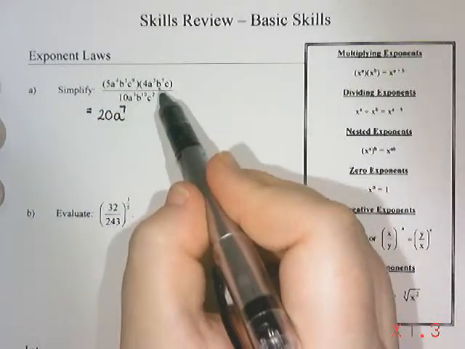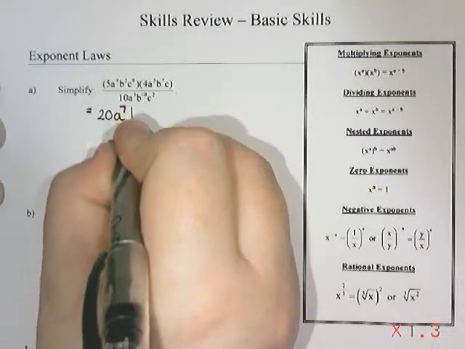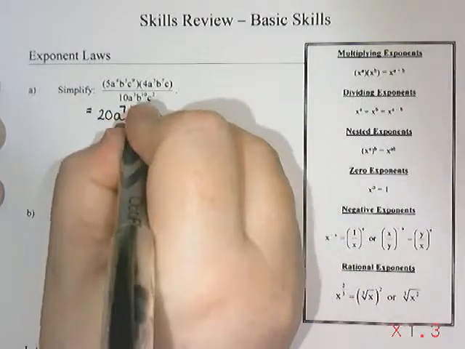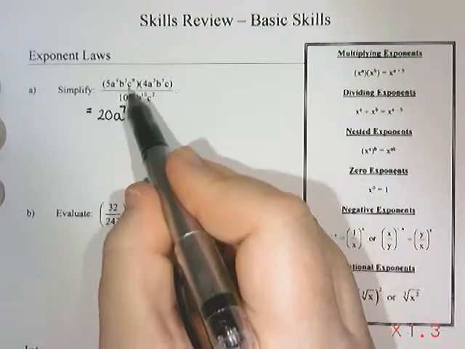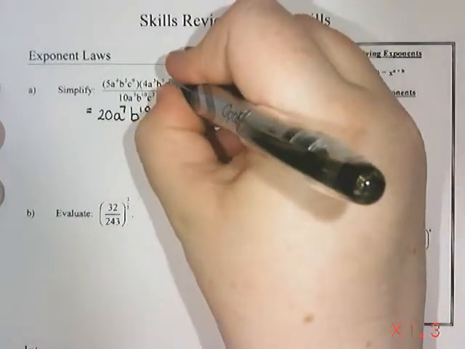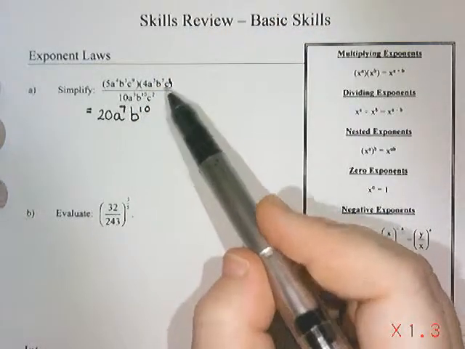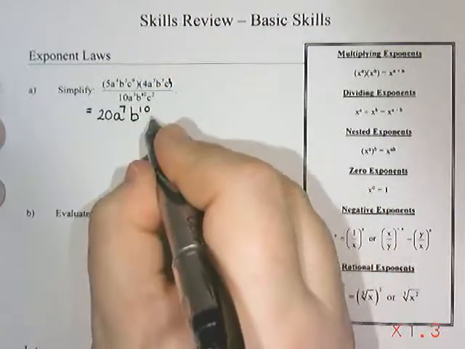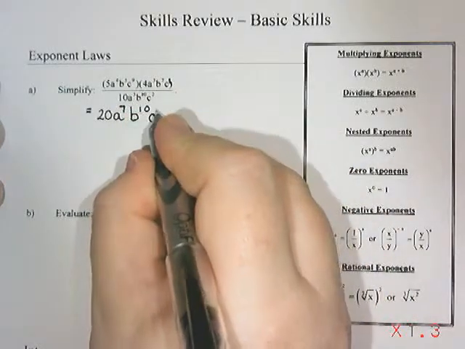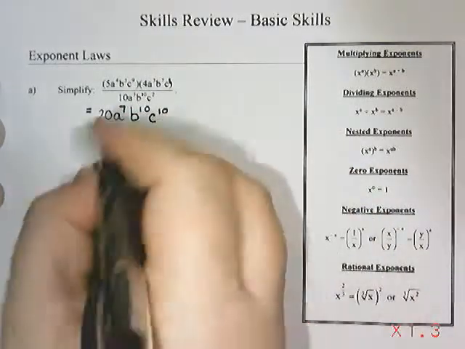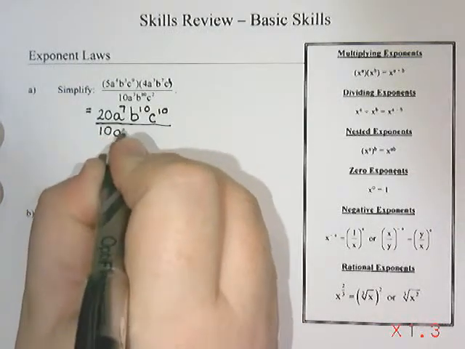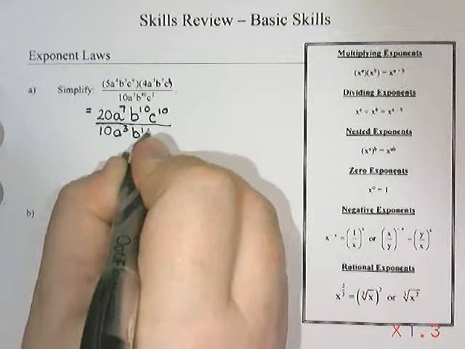Now b to the 3, b to the 7, they both have a base of b. And then 3 plus 7 is 10. And then c to the 9 times c. Now this is secretly c to the 1. Ones are very shy and they like to hide. So since they both have the same base of c, I do 9 plus 1 since we're adding to get 10. Now there wasn't anything to do in the denominator. That's just 10, a to the 3, b to the 10, c to the 2.